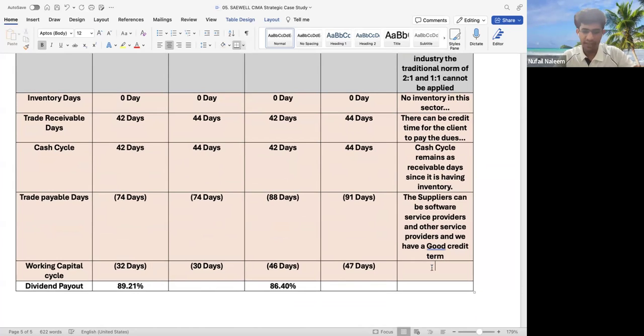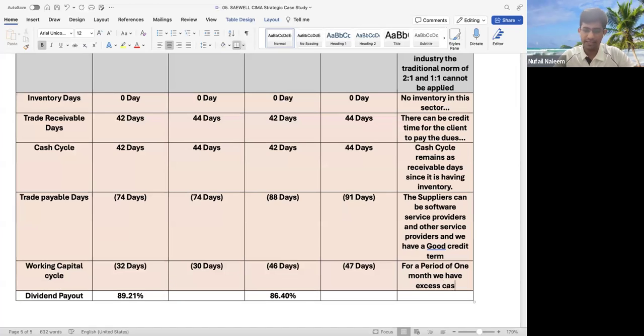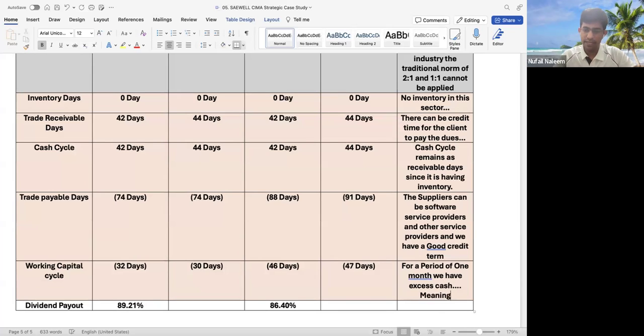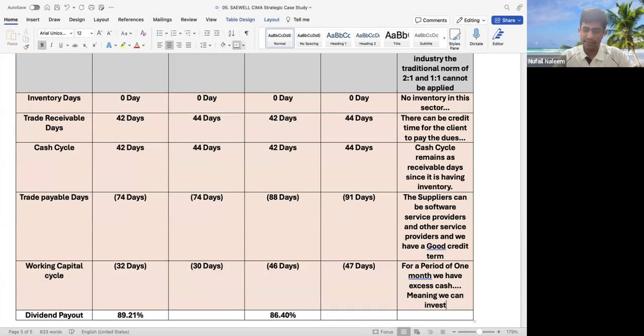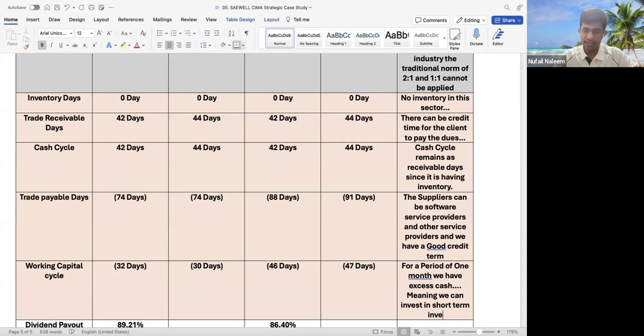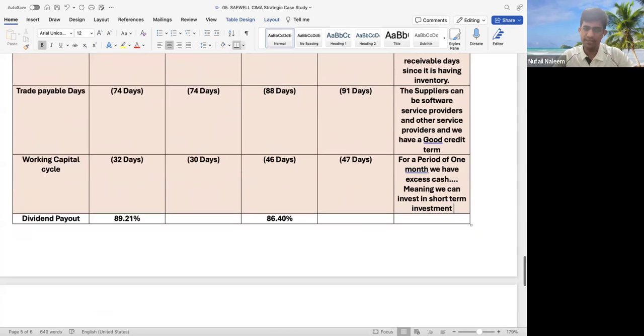So I'll write down here, for a period of 1 month we have excess cash, meaning we can invest in short-term investments. That is also a possible chance.